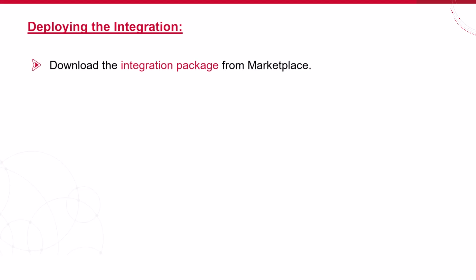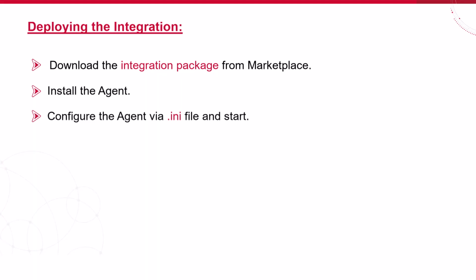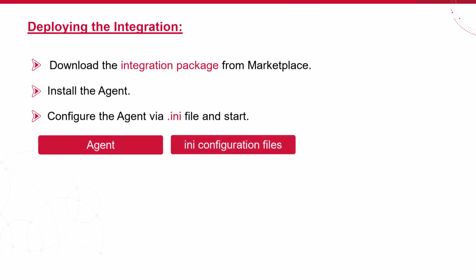The procedure to deploy the OpenSSH integration is as follows. First, we download the integration package from the marketplace. This package contains all the necessary elements. We unzip this package, which produces a directory containing the agent, the INI configuration files, and several other items, like the start command. We use the appropriate INI file for our specific platform.